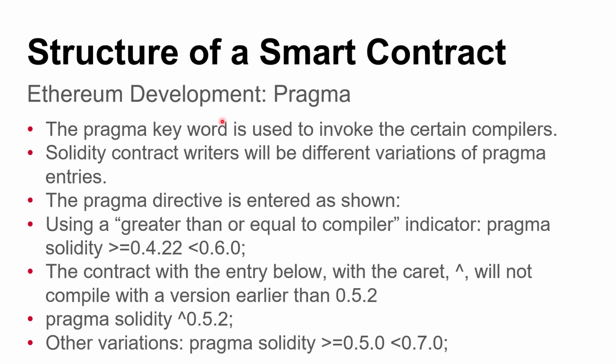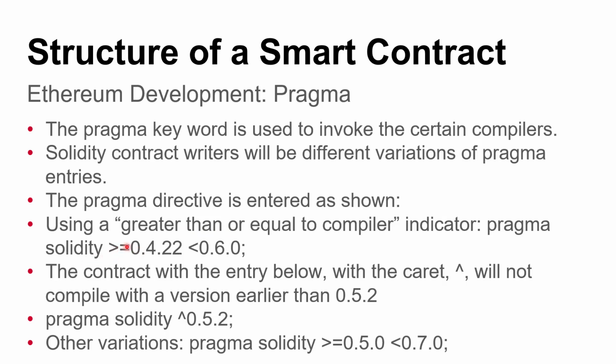So as we're going through development, one of the first items we want to take a look at is the pragma. So pragma is not unique to Solidity. The pragma is the keyword that invokes the compilers. So Solidity contracts will have different variations of pragma entries, and that version of the compiler must be available. There are different ways to indicate the compiler with the pragma.